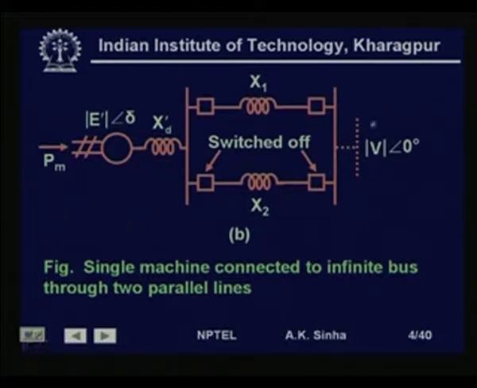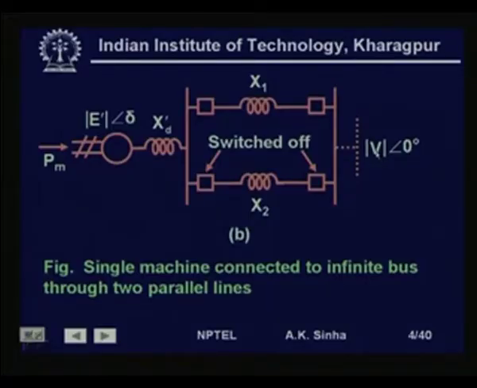The voltage of the infinite bus is V angle 0 degree. As we have said earlier, we assume the angle of the infinite bus to be the reference angle, and the voltage magnitude also most of the time is considered as 1.0 per unit, but anyway it can be any value. So, we have taken here as V.